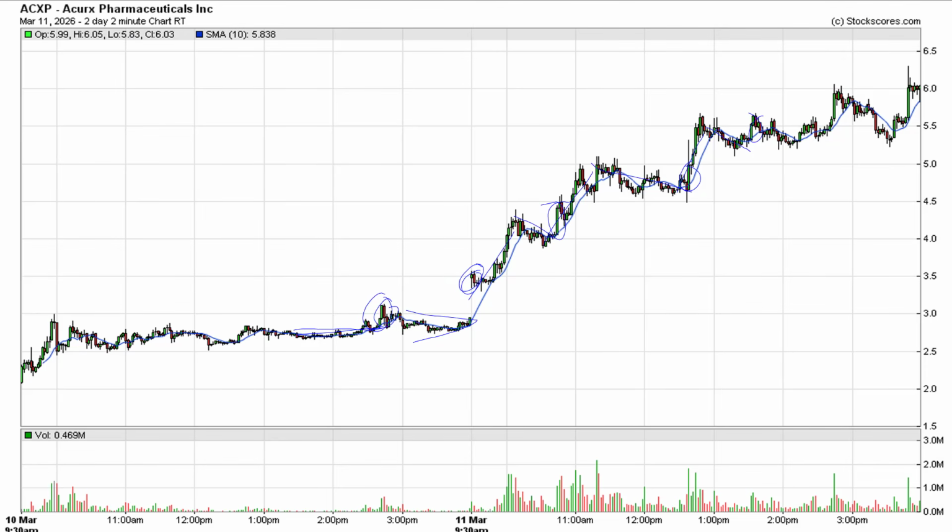Now, let's look at one other really important concept, and that is the idea of front side versus back side. So if we've got a trend, let's say we had a boring sideways trend and it breaks out.